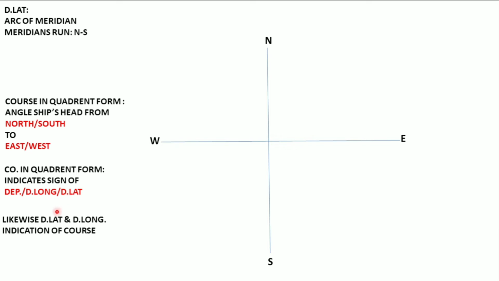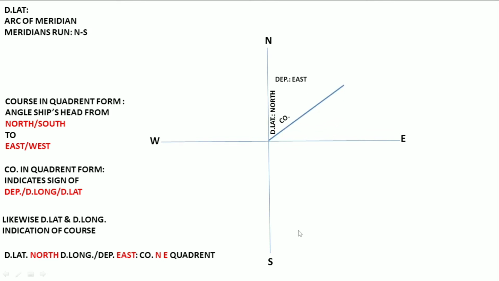Likewise, if I know D.LAT and D-long, I can get an indication of the course. If my D.LAT is north, my departure is east or D-long is east, so my course has to be in this quadrant, right? It can't be in any other quadrant. Because if I go here, my D.LAT is south. If I go here north and I'm heading, my D-long is west, so I'll be in this quadrant. So even by knowing your D.LAT and D-long, you can get an indication of what your course is. Similarly, when I said D.LAT south, D-long west, I should be in this quadrant.